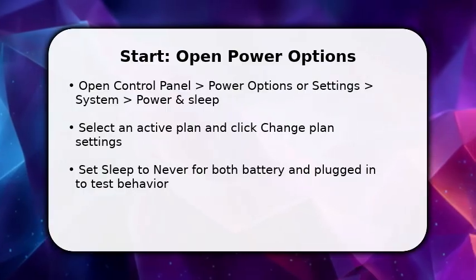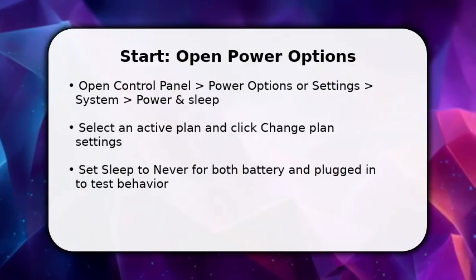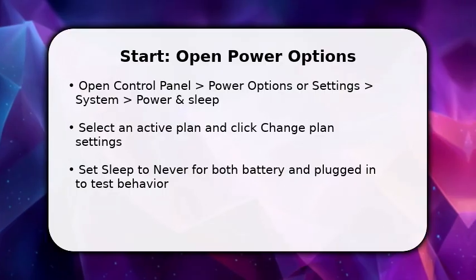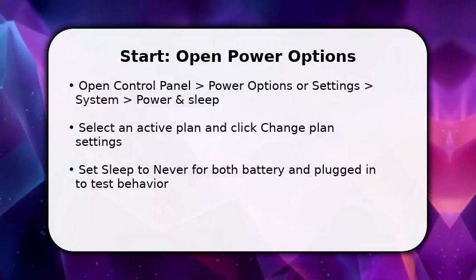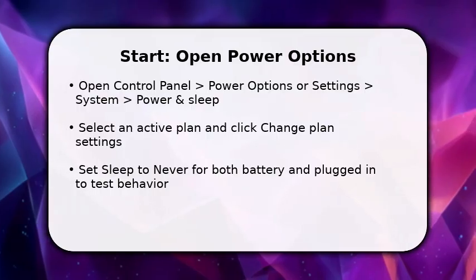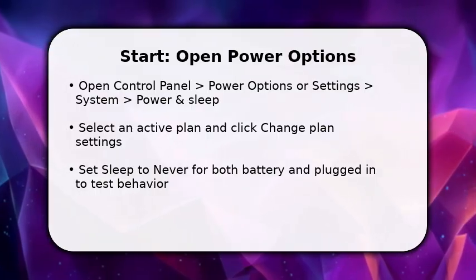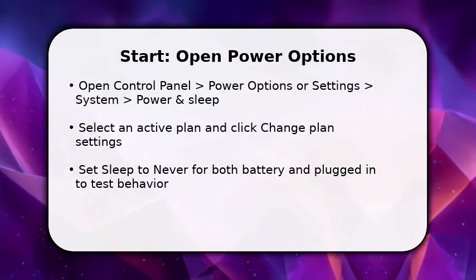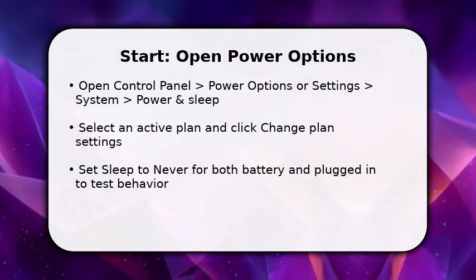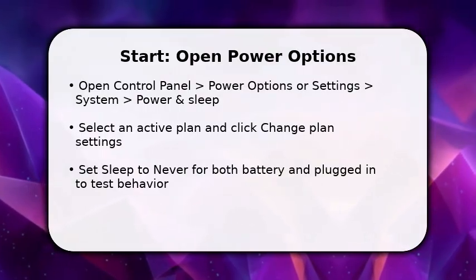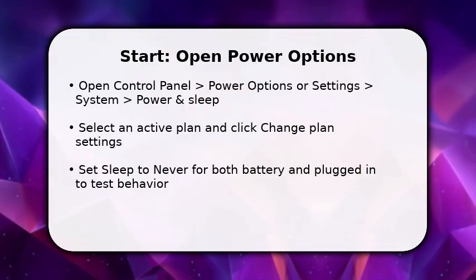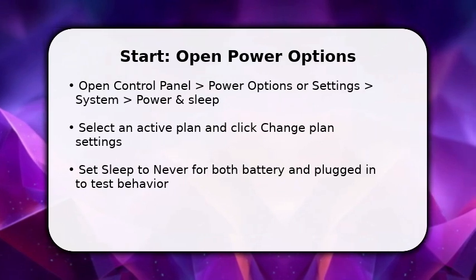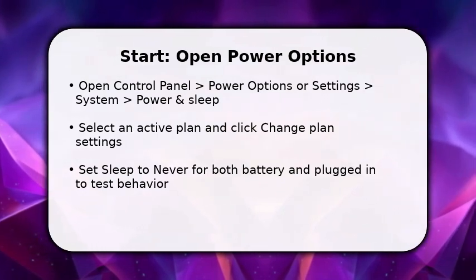You're going to start inside Power Options because most auto-sleep problems live there. First, open Control Panel or Settings and go to Power and Sleep. Change the active plan and set sleep to never for both battery and plugged in so you can observe without interruptions. Once done, click Change Advanced Power Settings to keep this window ready. This gives you immediate access to deeper controls like USB and PCI Express behavior that often cause unexpected power saving.